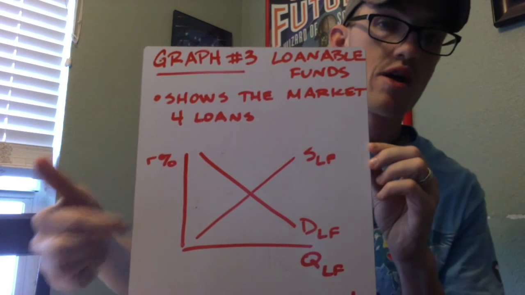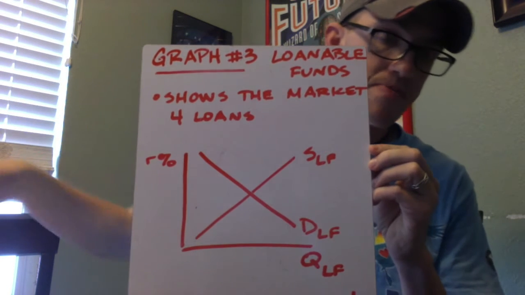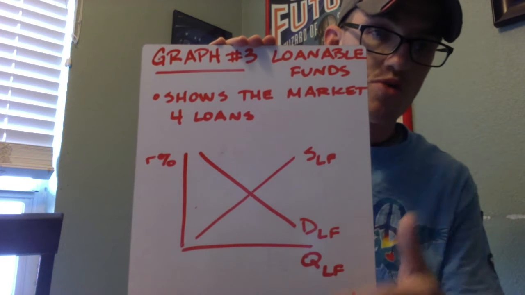Consumers demand loans, which is why we have a downward sloping demand line. High interest rates cost us more to borrow, so we don't borrow as much. Low interest rates, we borrow more.